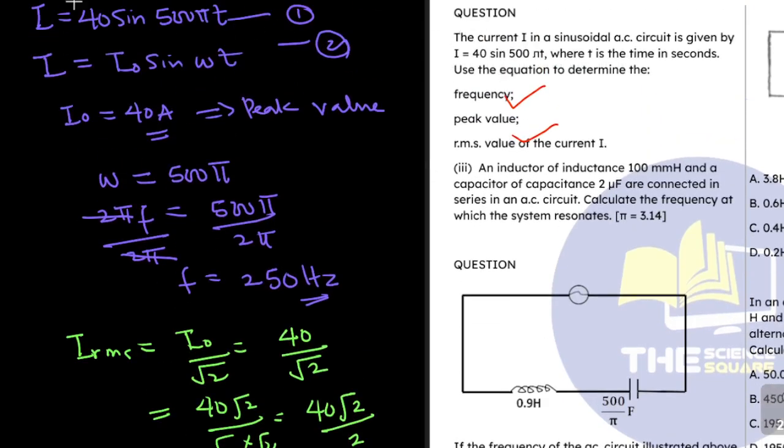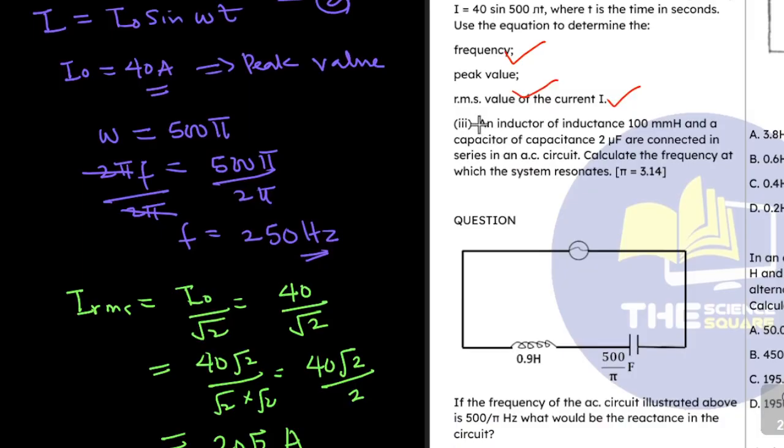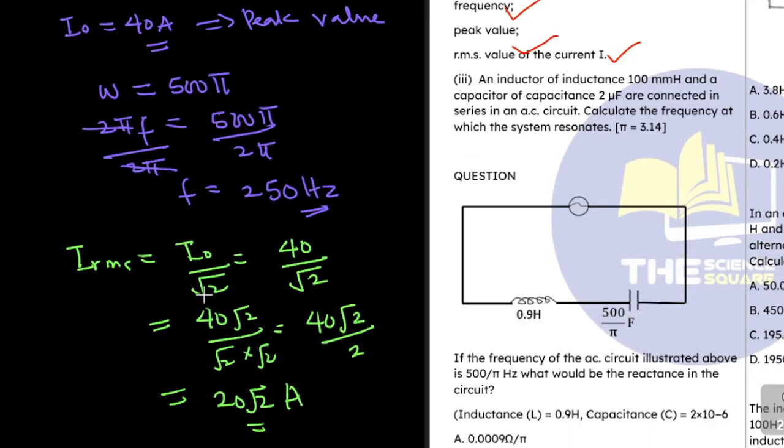So from here, we are done with the first question. We've been able to calculate the frequency by comparing the general form and the given form. Then we calculated our peak value. The peak value is staring right at you as 40, because that's the amplitude of that wave function, the highest possible value of that current. Then our RMS value: the relationship for RMS value is always I naught over root 2. If it is voltage we are looking for, then it's going to be V RMS equals V naught over root 2.